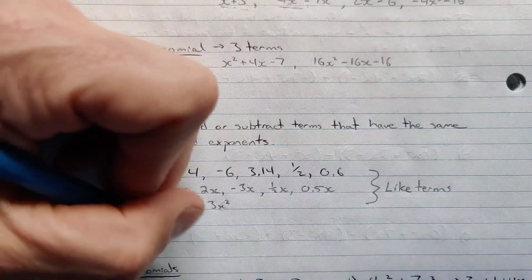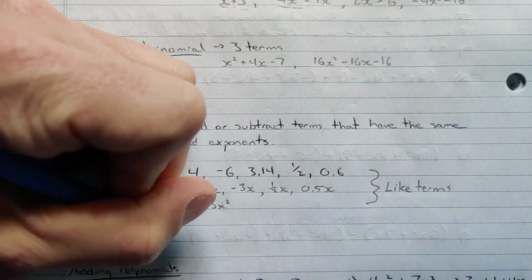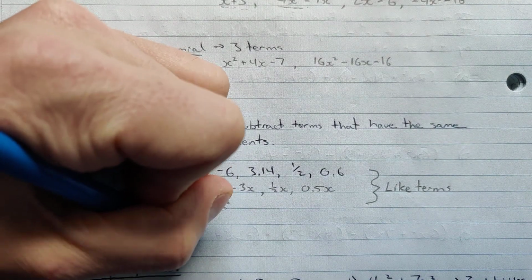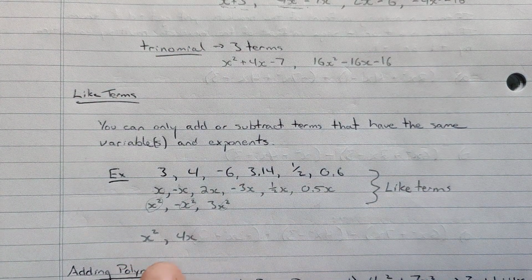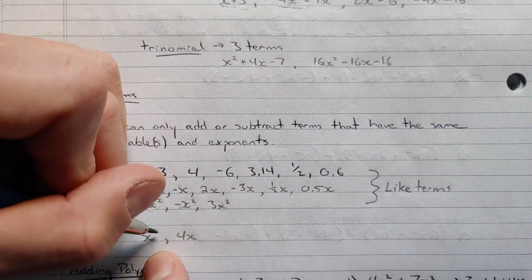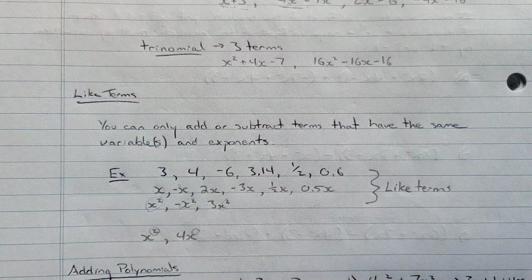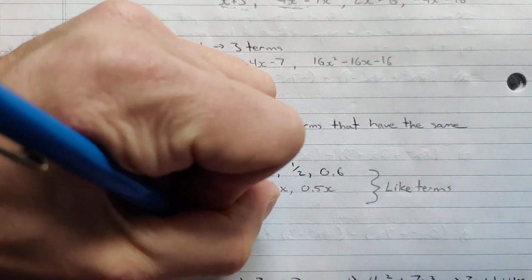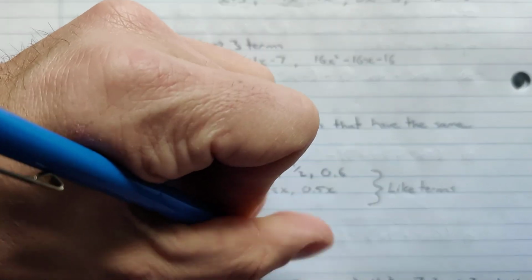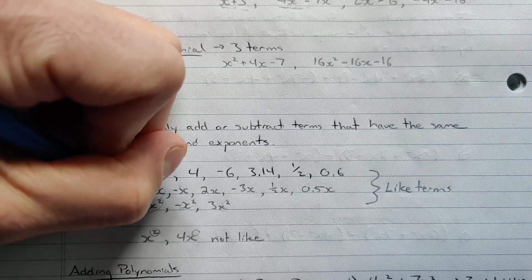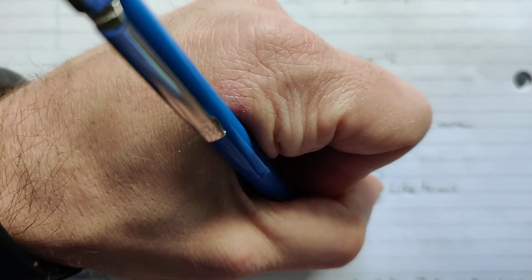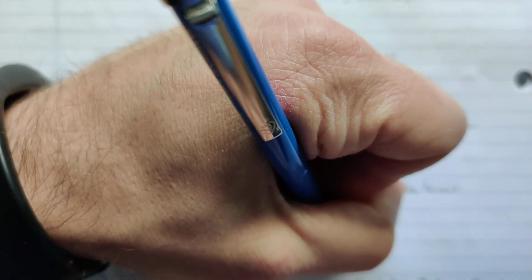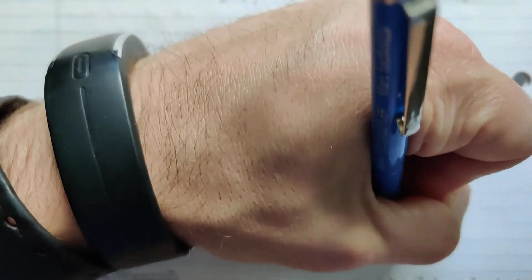Now, in the case of something like x squared and 4x, well, they both have an x in them, but they're not like terms because the exponent portion is not the same. So the exponent is not the same on them, so these are not like. Again, note these are three separate sets. But these two are not like terms. 3 and 3x are not like.